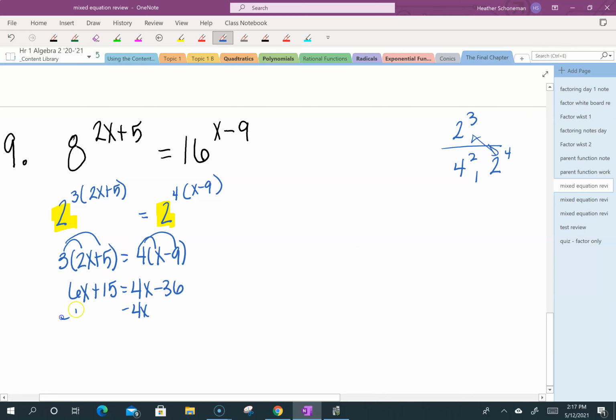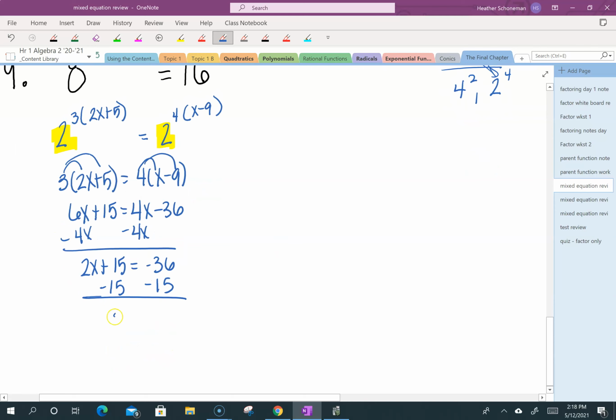I'll subtract 4x from both sides. So I get 2x plus 15 equals negative 36. Subtract 15 from both sides. So I get 2x equals negative 51, divide by 2, and we're going to leave them as improper fractions as long as they are reduced, and that is my final answer.